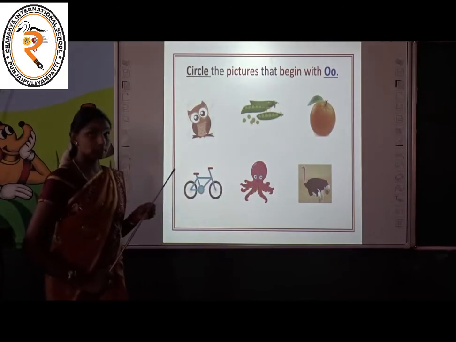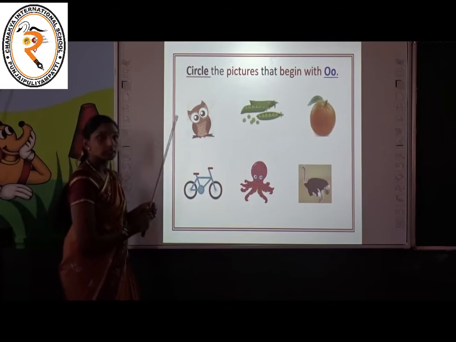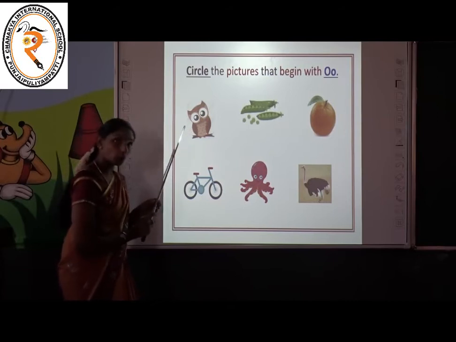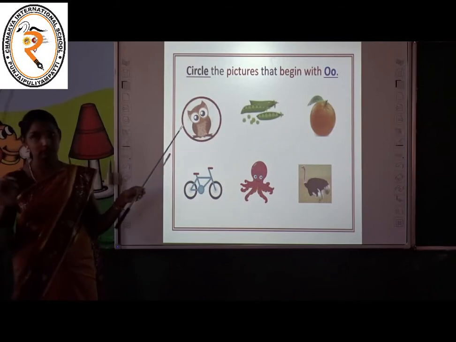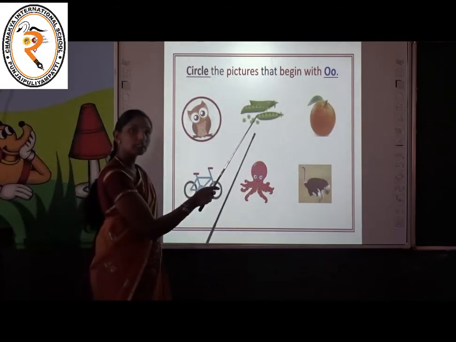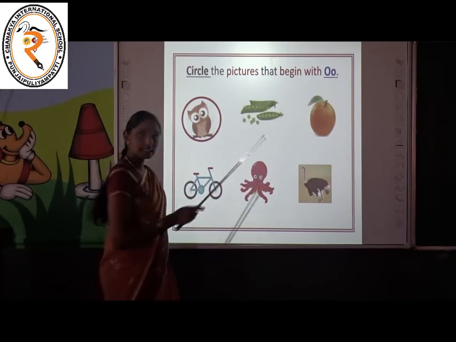Now, can you tell me? Yes. Let's see one by one. What is it? Owl. Does it begin with letter O or not? Tell me, children. Yes. The word owl begins with letter O. Then we have to circle it. Very good. What is it? Peas. Does it begin with letter O or not? No, no, no. We have to move to the next picture.